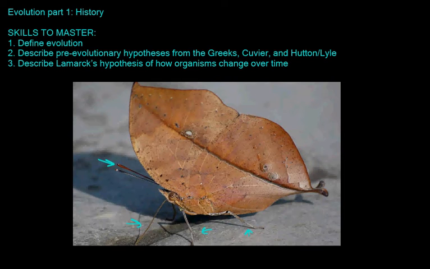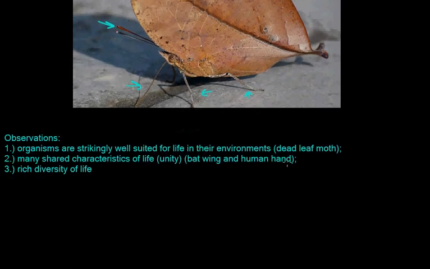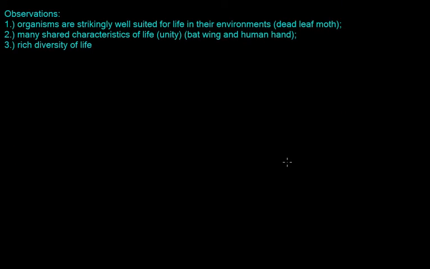So these types of observations are what really led biologists to question how we got here. How is life so diverse? So here's the 3 observations that I want you to think about. Organisms are strikingly well suited for life in their environments, like this dead leaf moth. That's absolutely incredible. And I'm sure you can think of organisms that can do exactly what they need to do in order to survive in their environment.